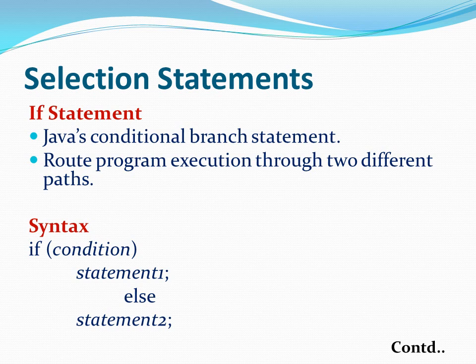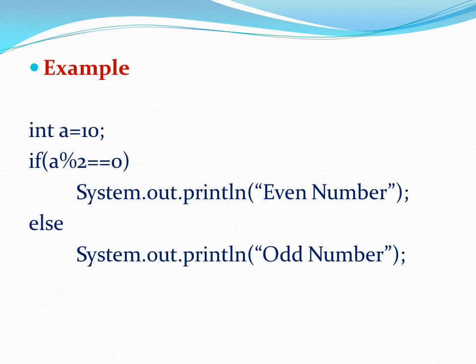So we'll see the syntax. If will check the condition. For example, here we assign an integer value in a equal to 10. Next we'll check the condition a modulus 2 equal to 0. For example, if we take the a value as 10, so 10 modulus 2, we do not get any remainder. So remainder is 0. So the condition is true.